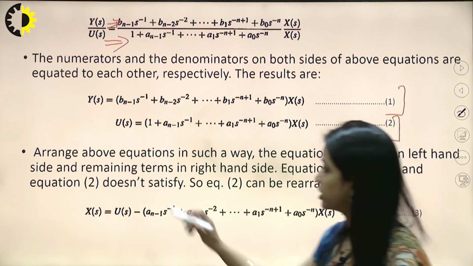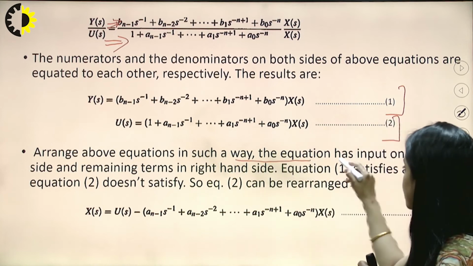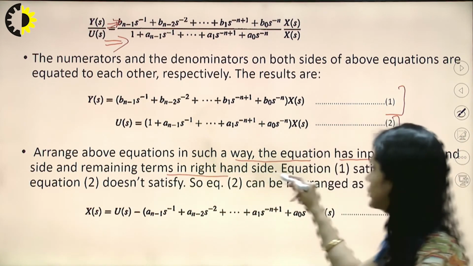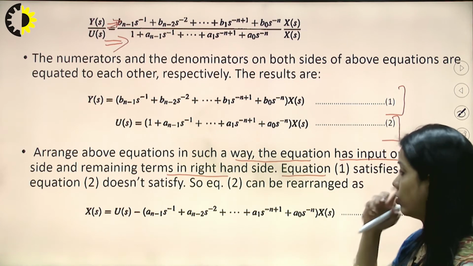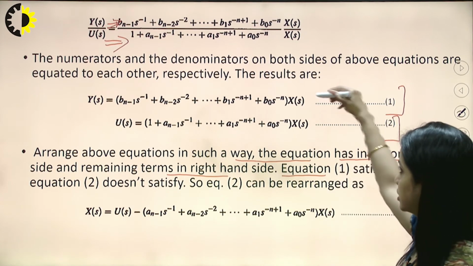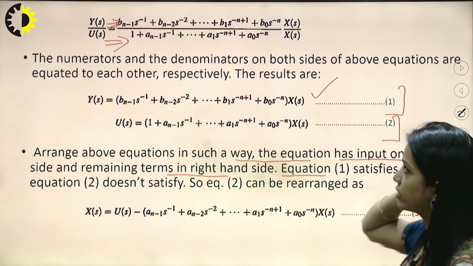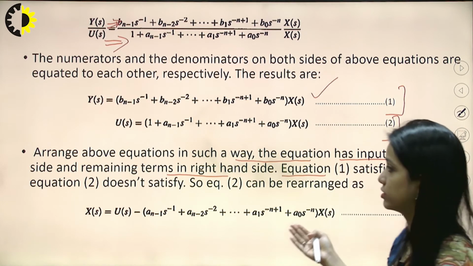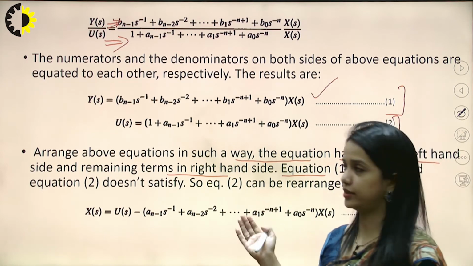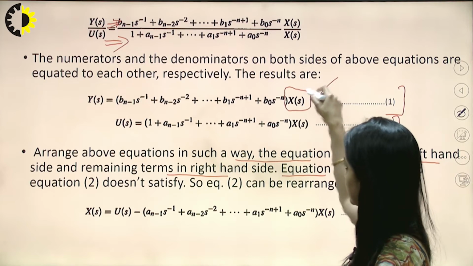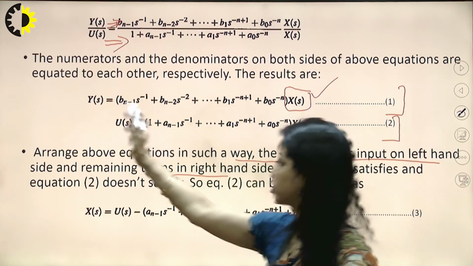Now, arrange the above equations in such a way that the equations have inputs on the left hand side and the remaining terms on the right hand side. So, inputs on the left hand side. Let's say we are studying this equation. In this equation, we have the input as xs, and all the remaining terms should come on the right hand side. So, this xs is coming here and we are putting all the terms on the other side.